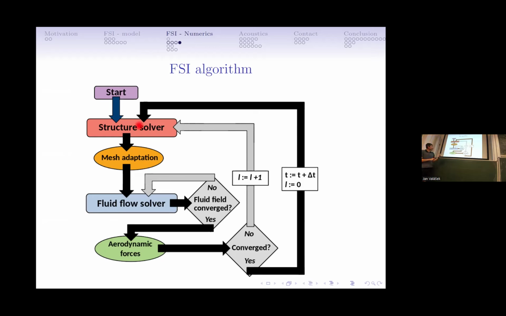So this takes us some time, and this is the way how we solve this problem. So first we solve the new displacement, and when we have the new displacement, we can adapt the whole computational domain for the fluid flow. After the fluid flow, we compute the aerodynamic forces, and we use these aerodynamic forces as the criterion for convergence, and if they don't change so much, then we can increase the time and continue with the next time step. If not, then we have to apply an additional inner loop of this.